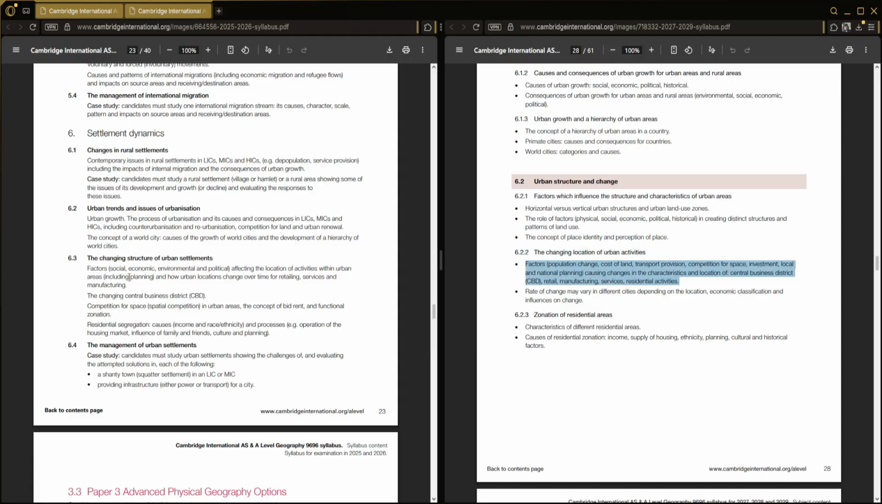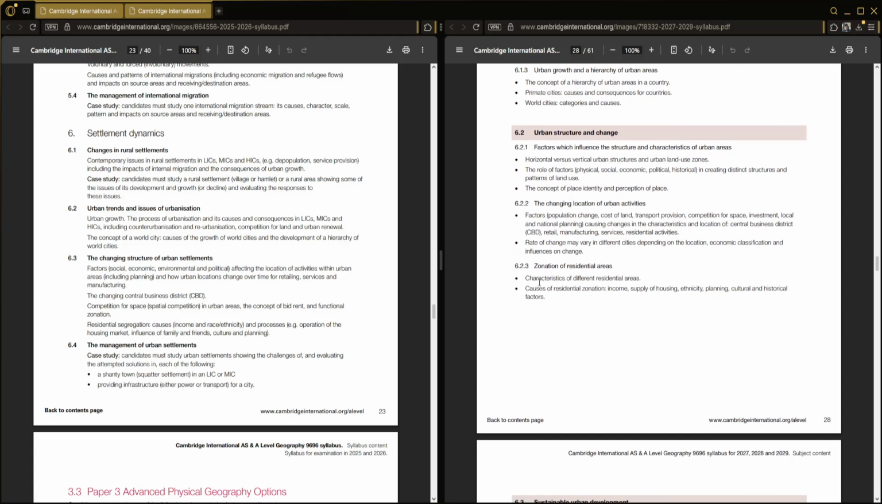And this bullet point is basically this thing merged with the central business district. But in the old syllabus, you just ended at that. You just need to know why urban activities change. In the new syllabus, you need to know the rates of change. So it's not just why they change, it's also how fast they change and also why they change faster in certain areas. Something to tag on, it's not that much as well. Zonation, this is over here as well. No change for that.